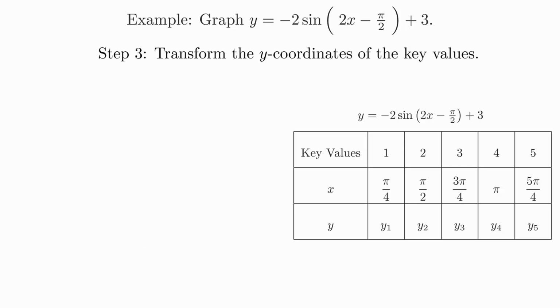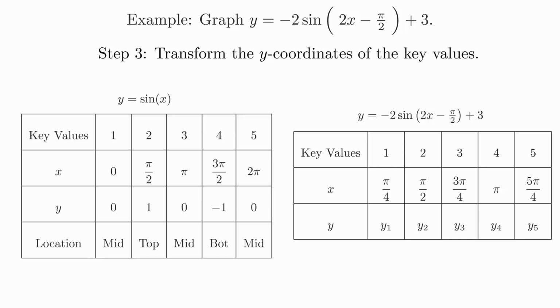Transforming the y-coordinates is a matter of simply plugging in values. Technically, you are substituting in the values x1 through x5, but there's a shortcut that we can use. When you plug in the key values, the sine and cosine functions evaluate to -1, 0, or 1, corresponding to the base function. So to transform the y-coordinates, we replace the entire sine or cosine function with the appropriate value, and then perform a short calculation.